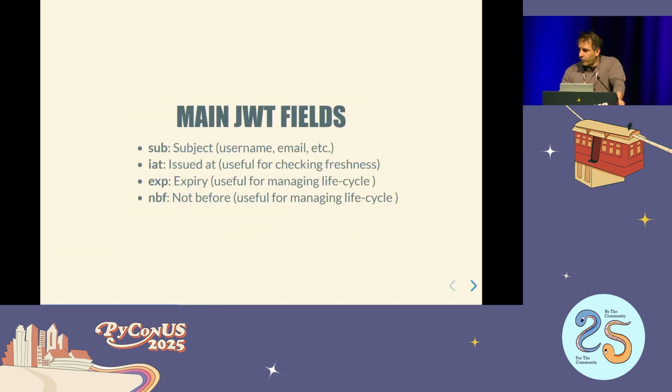Okay, so some of the more interesting JWT fields are subject, we talked about that. It's the username, the email, something like that. iat is issued at, which is when the token was issued. So you can check, is this a recent token? Is it an old token? Is it a stale token? You can force how recent you want your tokens to be. There's exp, which is expiry, and nbf, which is not before. So you can use these to control the token lifecycle.